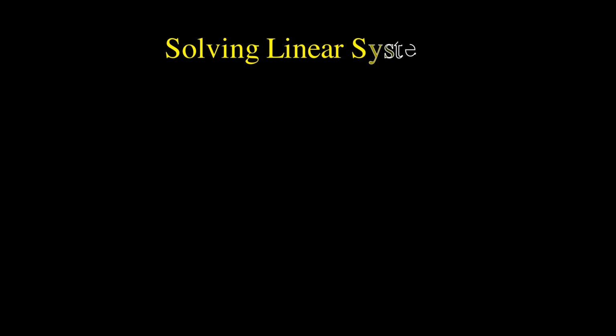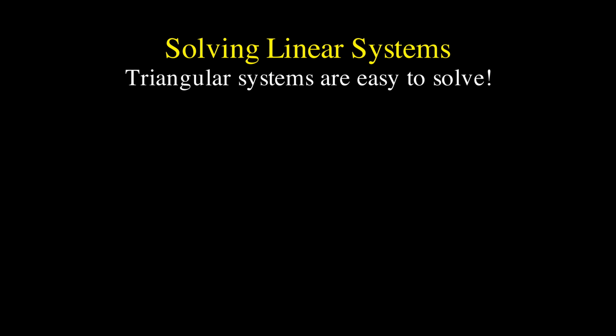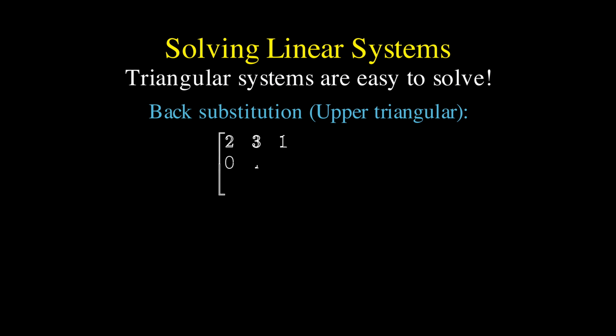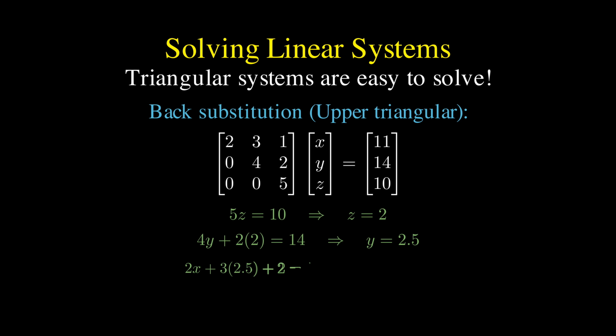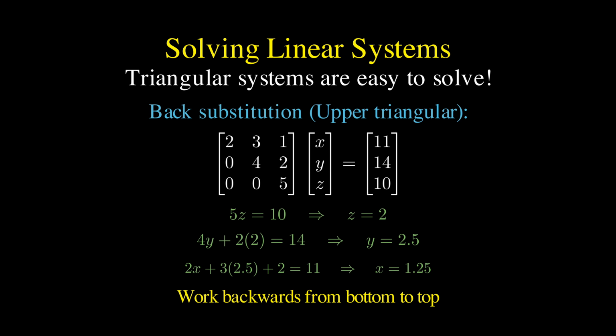Triangular matrices really shine when it comes to solving linear systems. If you have an upper triangular system, you can use back substitution, which means you start from the bottom equation and work your way up. For example, if the last equation is 5z equals 10, you immediately get z equals 2. Then you substitute this into the second equation to find y, and finally use both to find x. This process is extremely efficient. It takes only O(n²) operations.